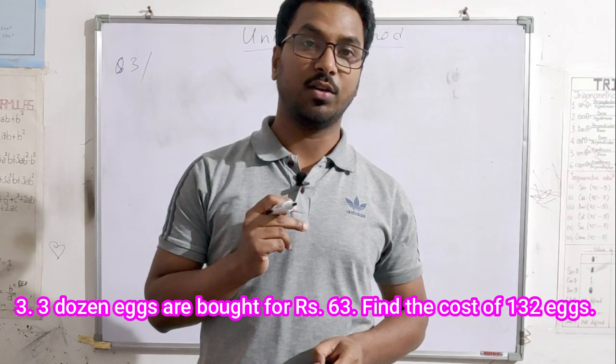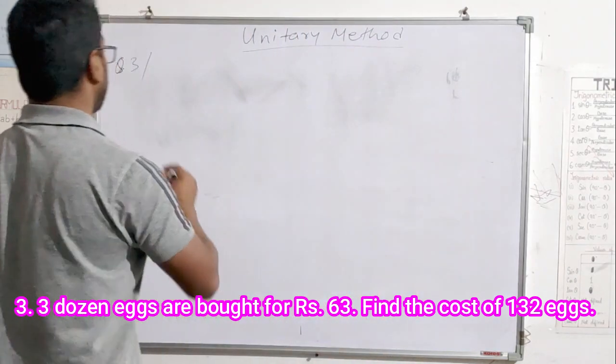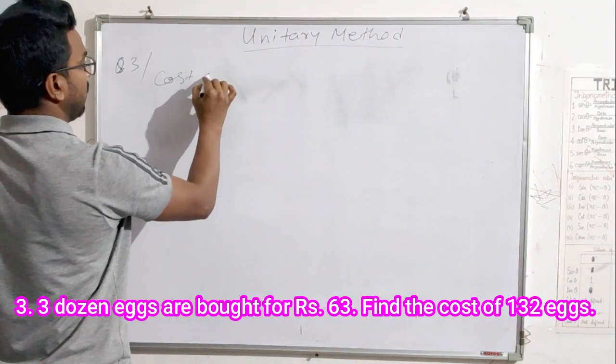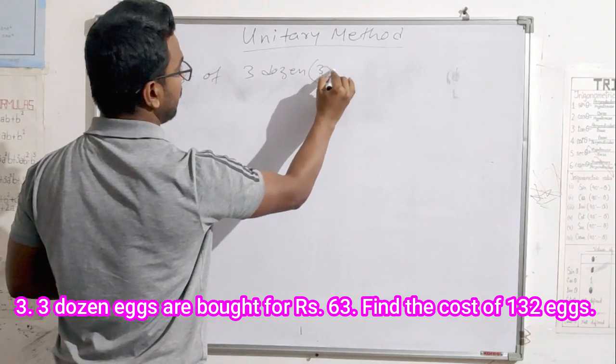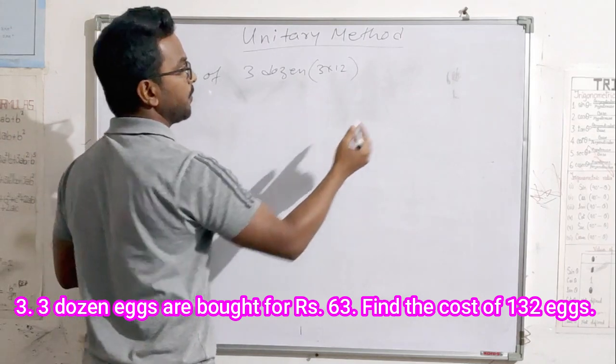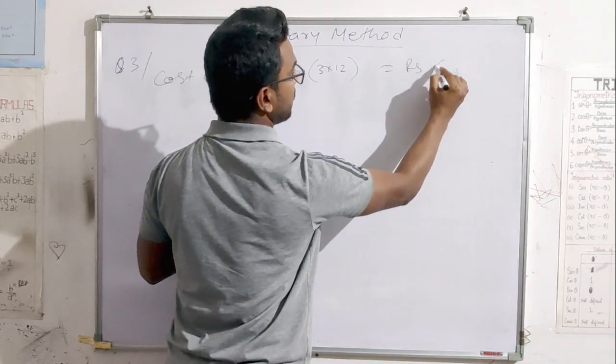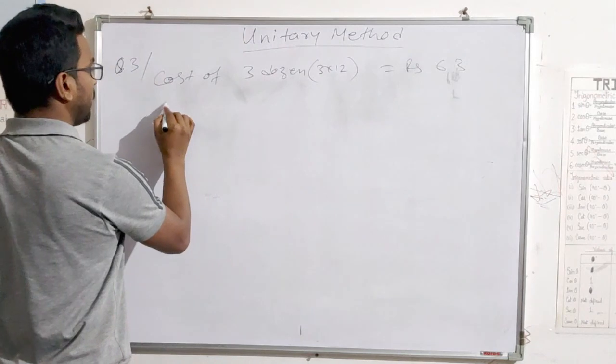Our next question is: 3 dozen eggs are bought for 63 rupees. Find the cost of 132 eggs. So here it is given the cost of 3 dozen. 3 dozen means how many? 3 into 12, isn't it? It is given rupees 63.